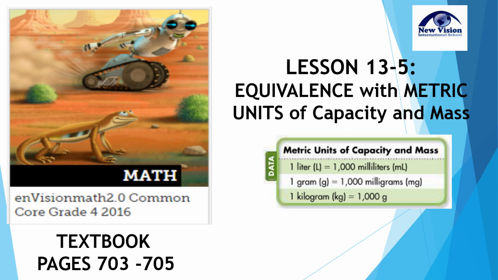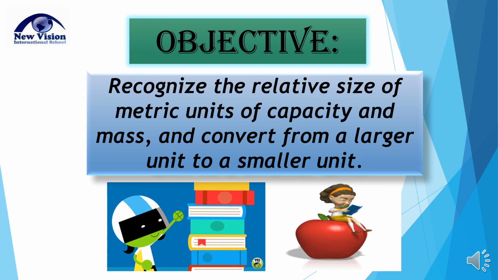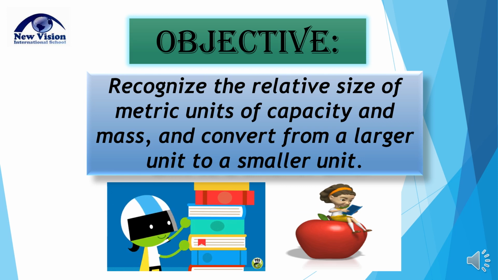Today, you're gonna learn Lesson 13-5, Equivalence with metric units of capacity and mass. Open your book on page 703. The objective: Recognize the relative size of metric units of capacity and mass and convert from a larger unit to a smaller unit.